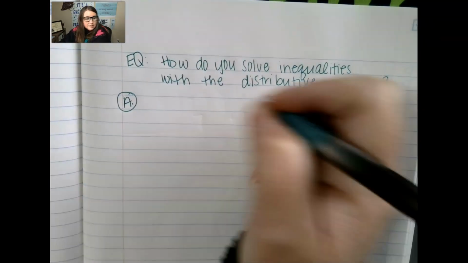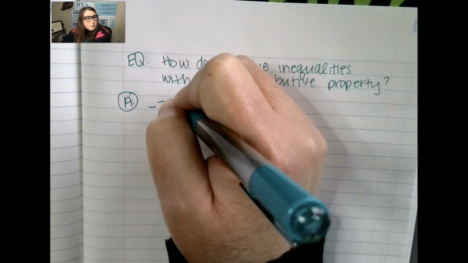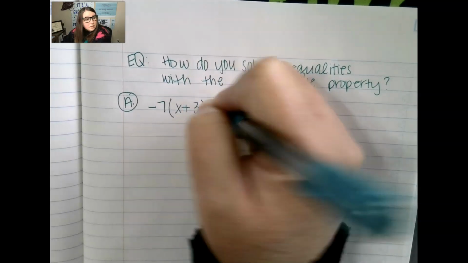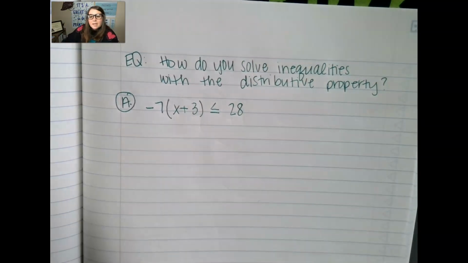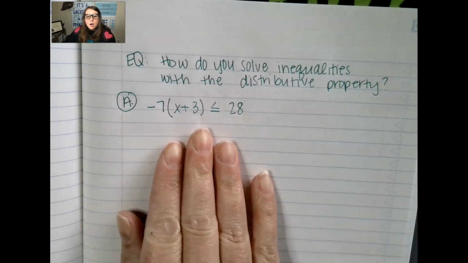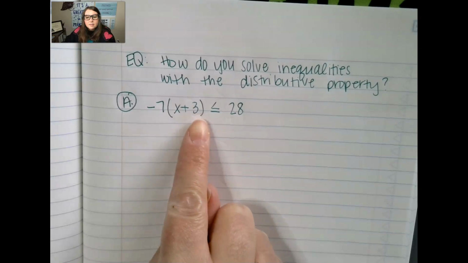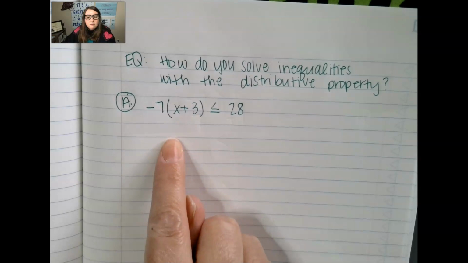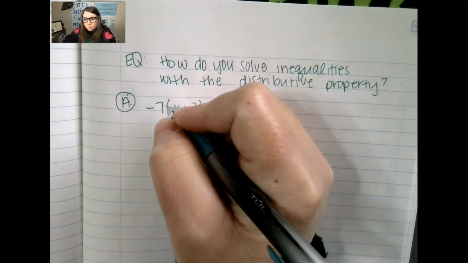So our first example looks like this. It says -7 groups of x plus 3 is less than or equal to 28. Before we can even begin to solve this problem, we're going to need to distribute this 7 into the x and the 3 so that we have something to remove and something to divide by. So we're going to start by using the distributive property.